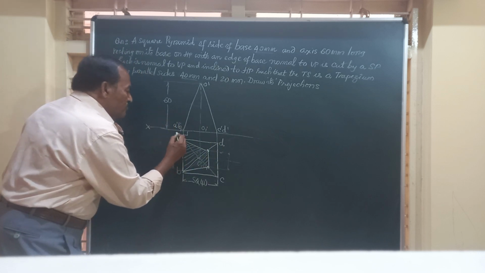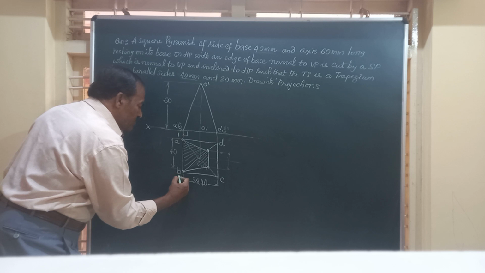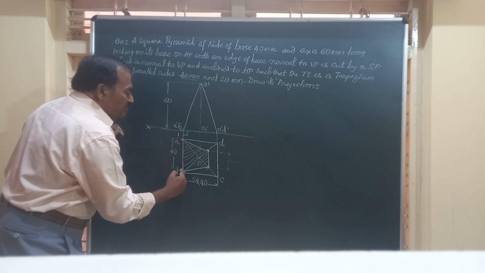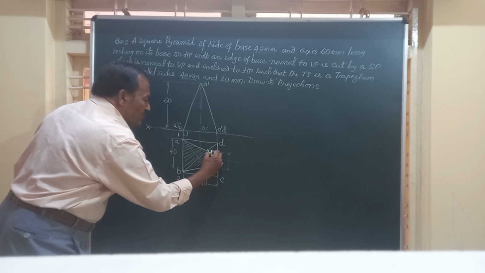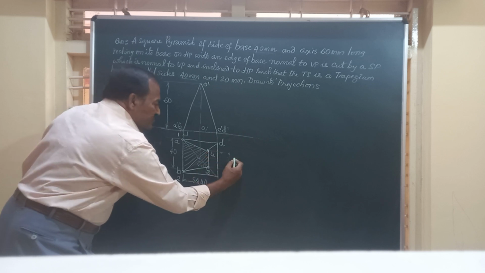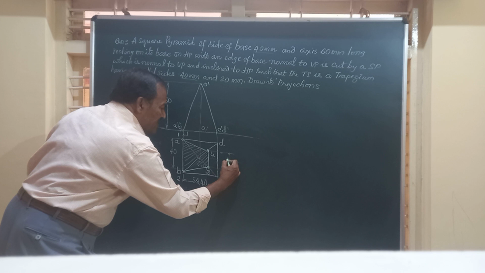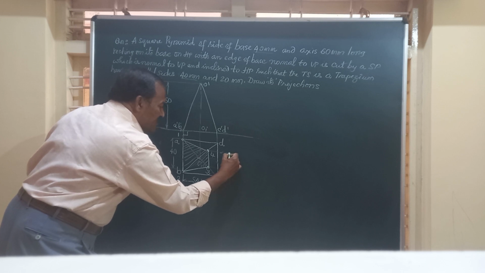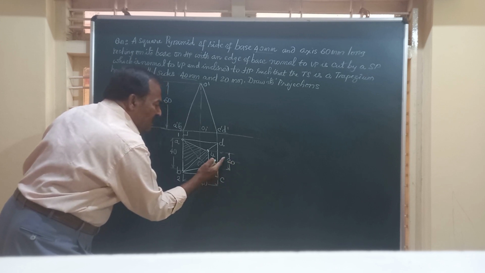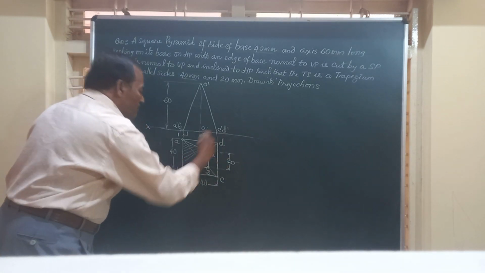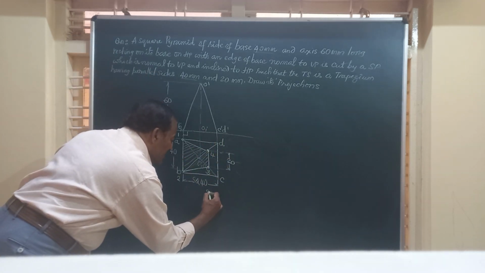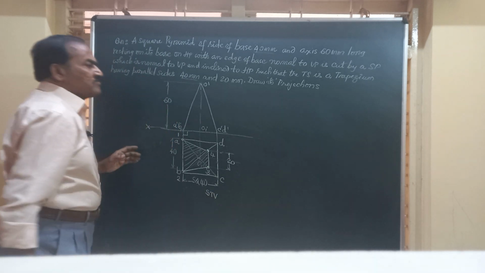Friends, if you mark these points as 1 and 2, 1 and 2 will measure 40, and if you mark this as 3 and 4, this 3 and 4 distance will be equal to 20, because you have taken that distance as 20. If it were 30, I would have taken 15, 15 on either side. Friends, this complete figure will give you the sectional top view.